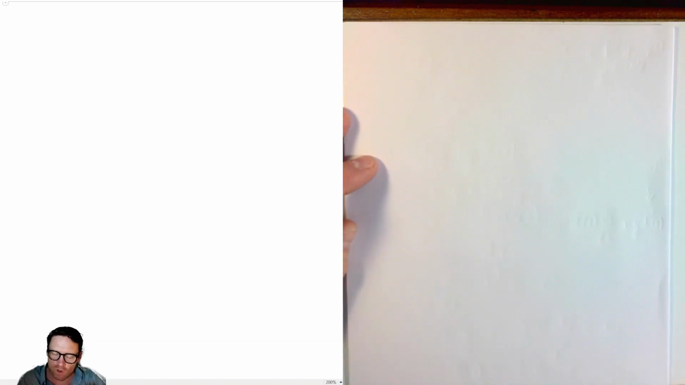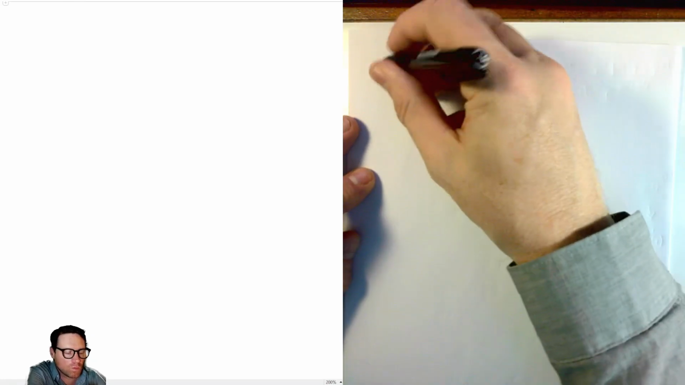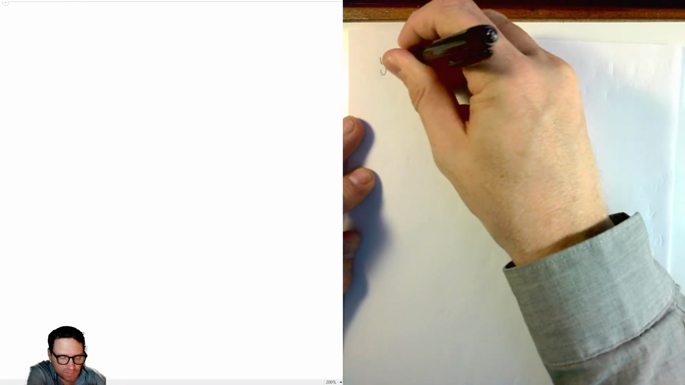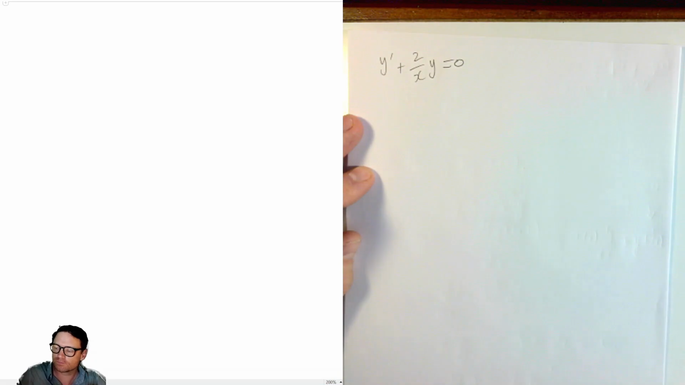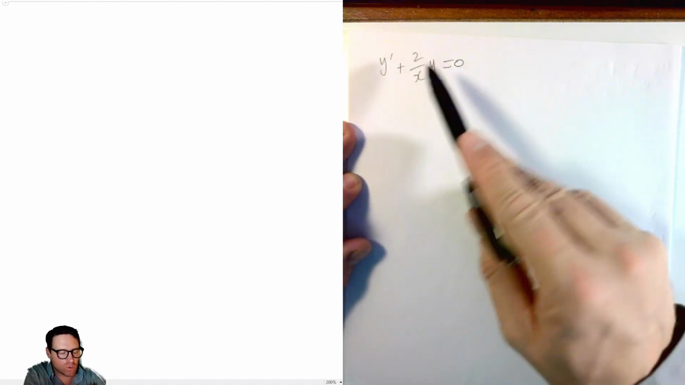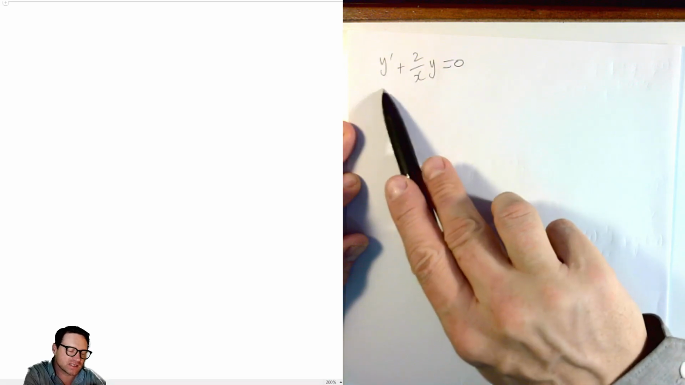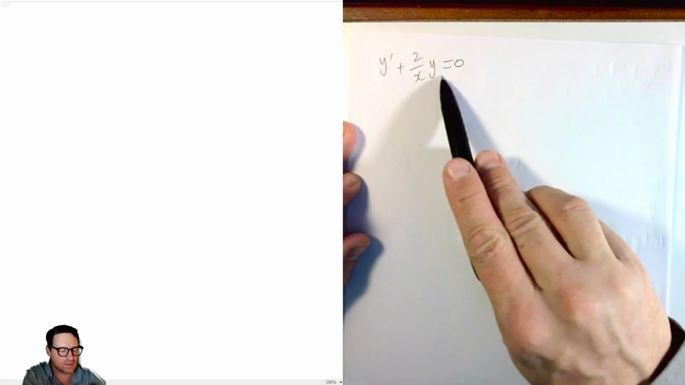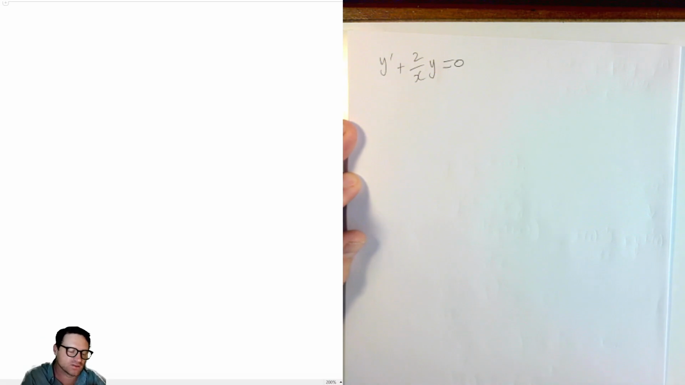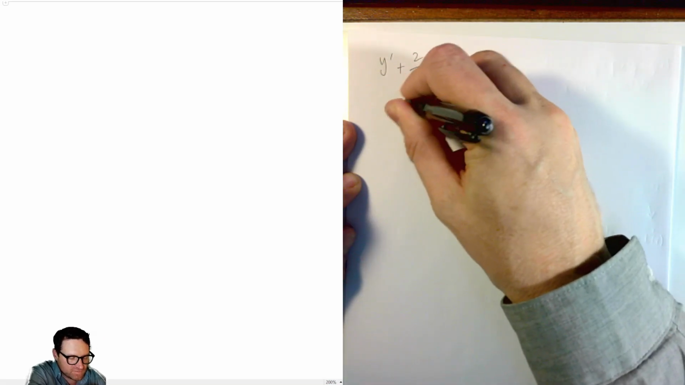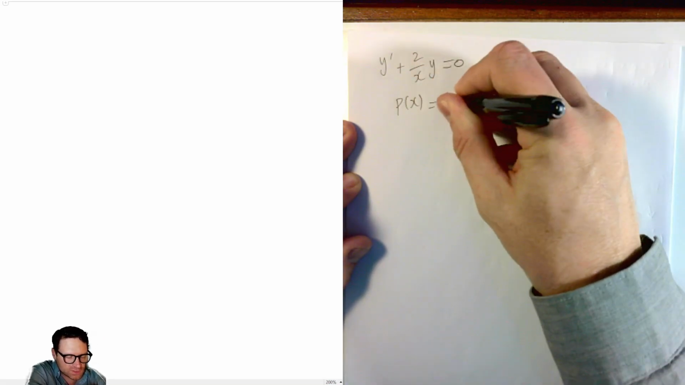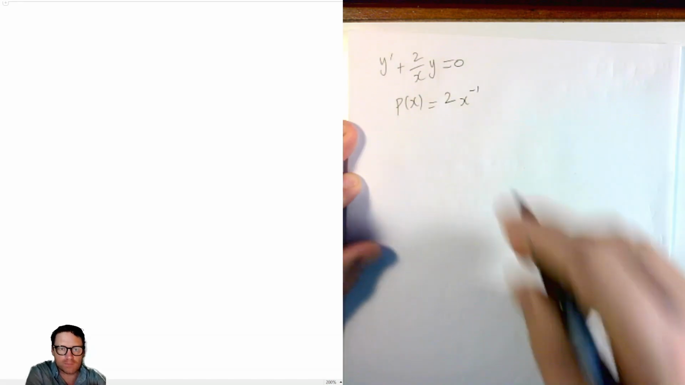All right, next one. y dash plus 2 on x times y is equal to 0. Okay, so we need an integrating factor. Now, is this in the right form? We have our p of x on the left-hand side together with the y dash next to the y. So that's good, this is in a linear form. So p of x is equal to 2x to the minus 1.